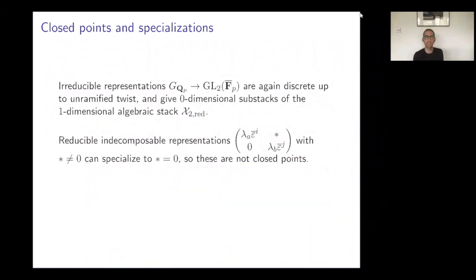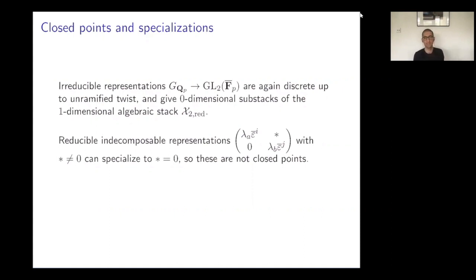And hopefully it's fairly reasonable to imagine that I can have a family just by scaling the line in the Ext group. I can have a family where the extension is non-split and just specialize it to the split point. So this is the first time you see some actual stack phenomenon here. I'm looking at these two-dimensional representations like this non-split extension. Such a representation is giving me an F_p-bar point of my stack, but I can have a family of these things specializing to another one. So these are not closed points.